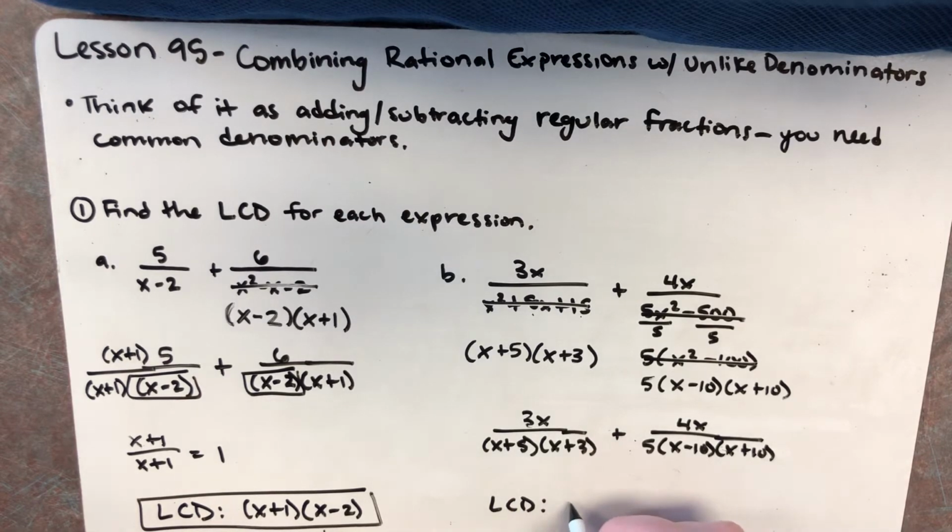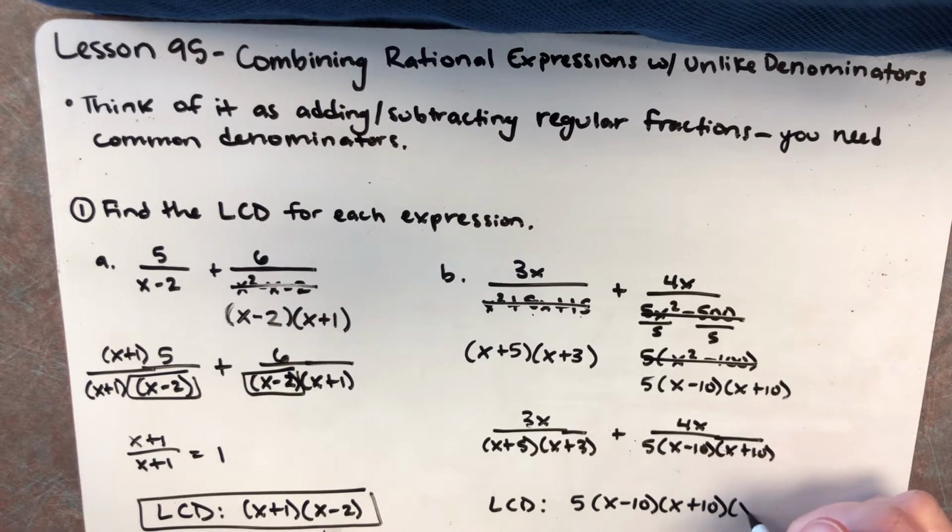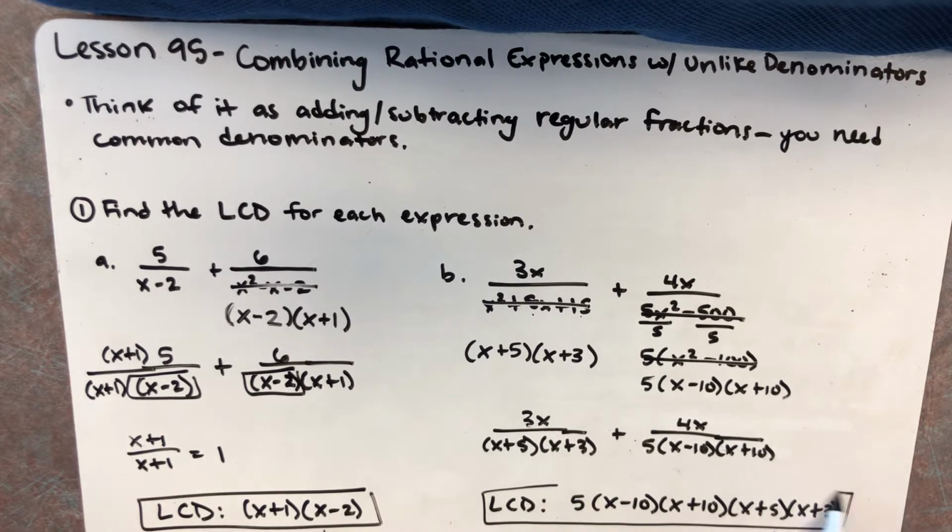So my least common denominator is going to have a 5, and I'm going to be multiplying by x minus 10, and I'm also going to be multiplying by x plus 10, also by x plus 5, and x plus 3, which is a ridiculously complicated denominator. So thank goodness all I have to do is write down what the denominator would be.